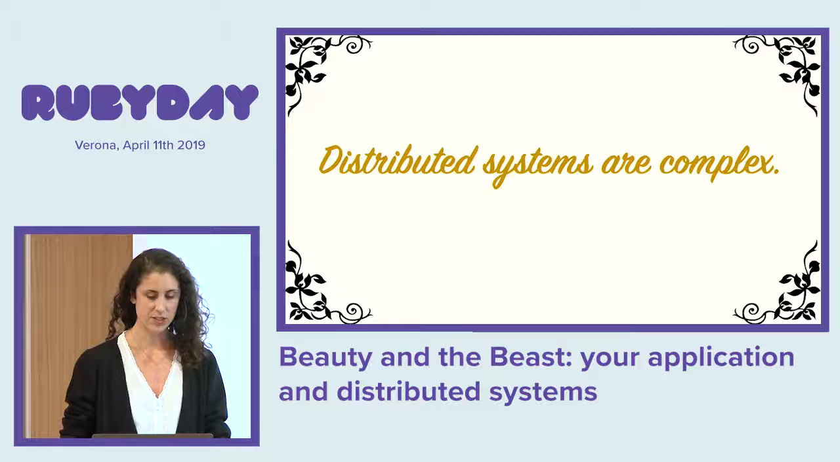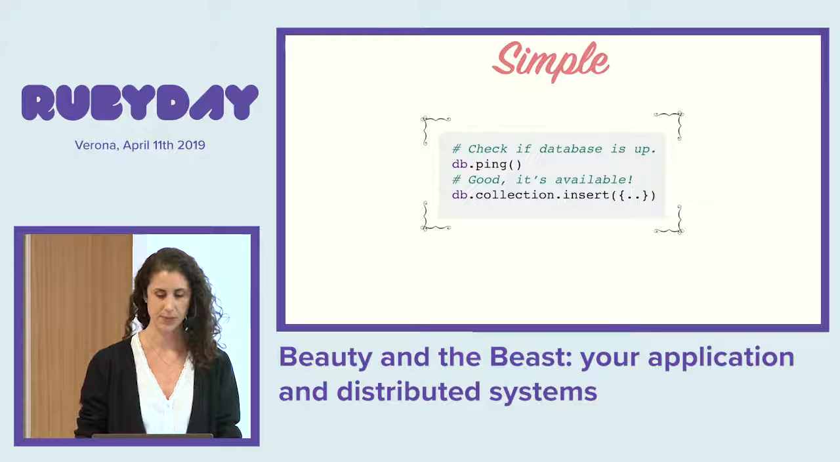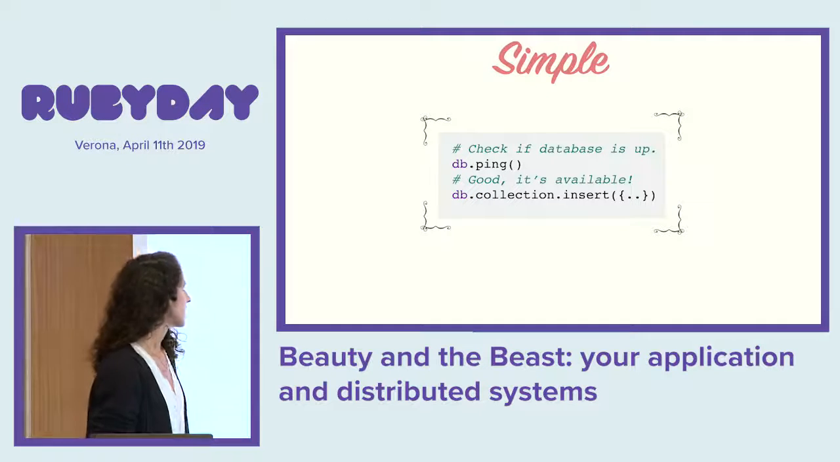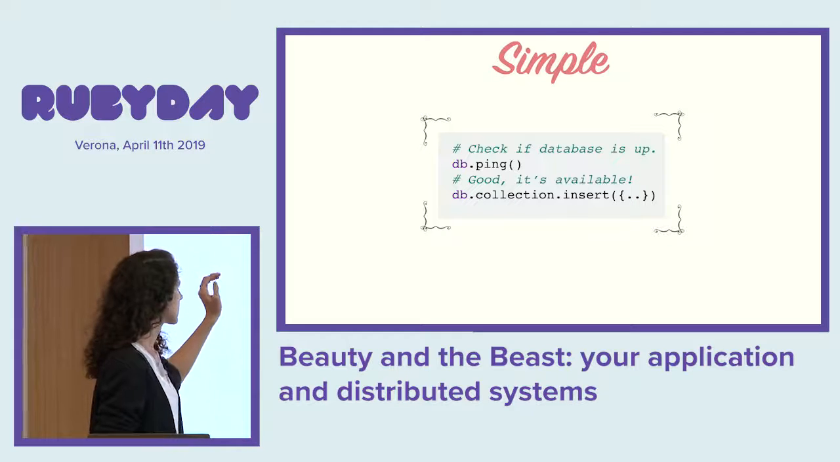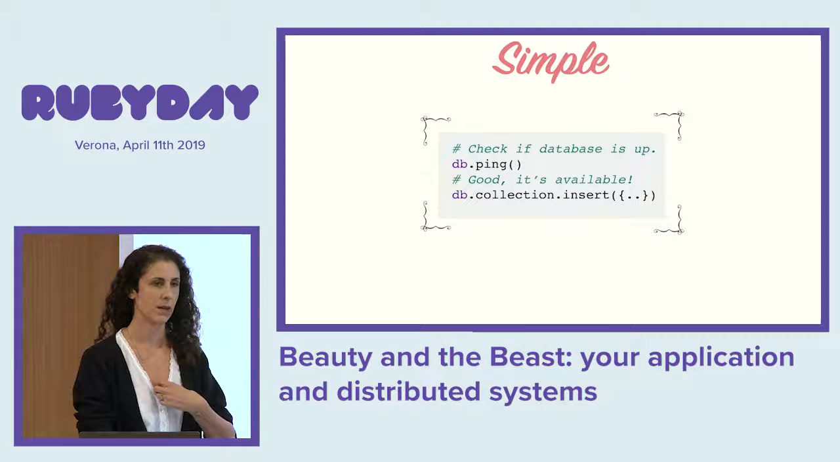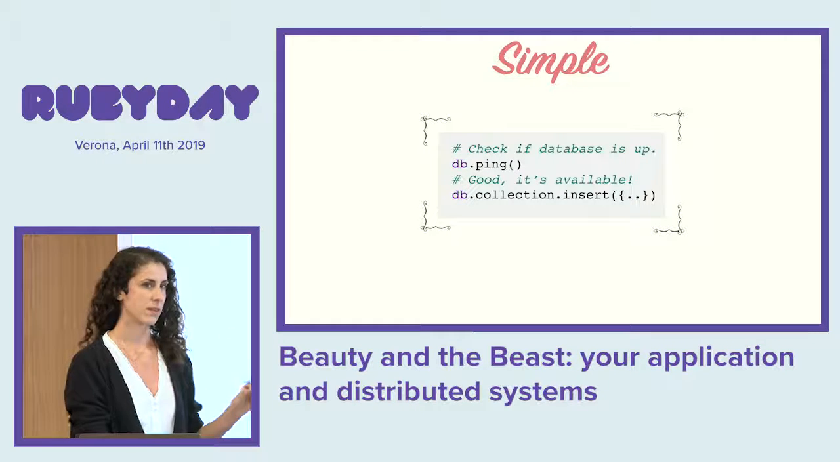But in reality, distributed systems are complex. And what do I mean by he thinks that they're simple? Well, this is the kind of code that he'll write. Wow, this is really washed out, but you can still see the code. This object DB is a kind of object that you'll get from a client, like the library that I maintain. And this object will allow you to ping the distributed system.